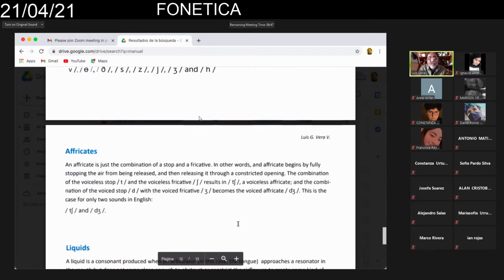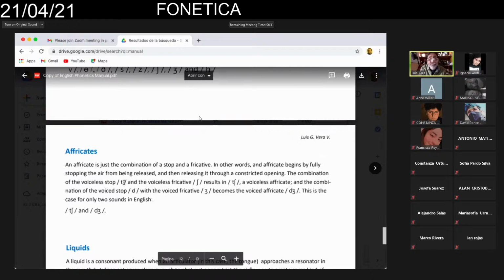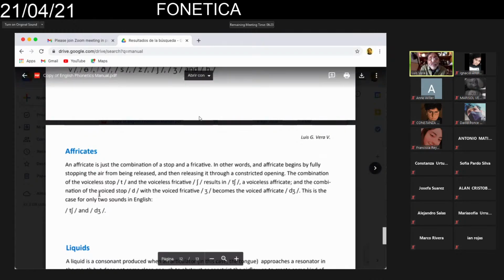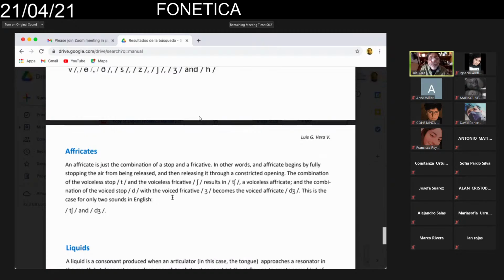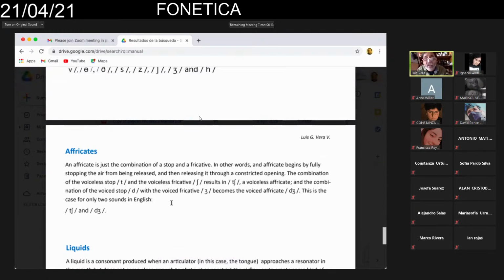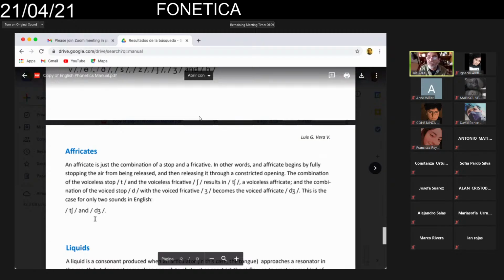Affricates. An affricate is just the combination of a stop and a fricative. In other words, an affricate begins by fully stopping the air from being released and then releasing it through a constricted opening. The combination of the voiceless stop t and the voiceless fricative sh results in ch, a voiceless affricate, and the combination of the voiced stop d with the voiced fricative j becomes the voiced affricate j. This is the case for only two sounds in English, ch and j.